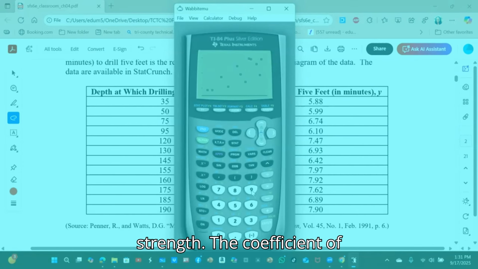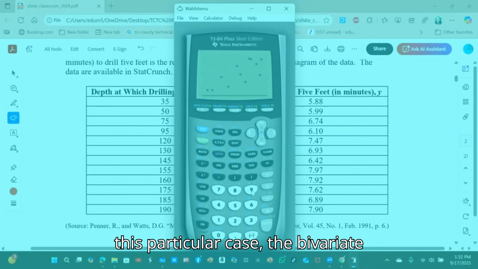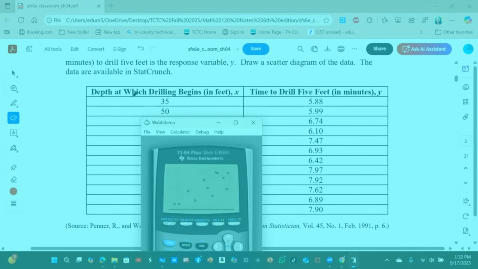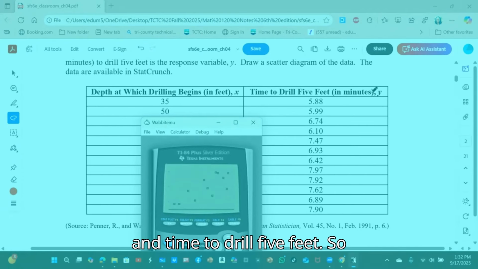The coefficient of correlation gives us the measure of the strength of relationship between the bivariate data, between the X and Y. In this particular case, the bivariate data are the depths at which drilling begins in feet and time to drill 5 feet. So the X is depth and Y is time.